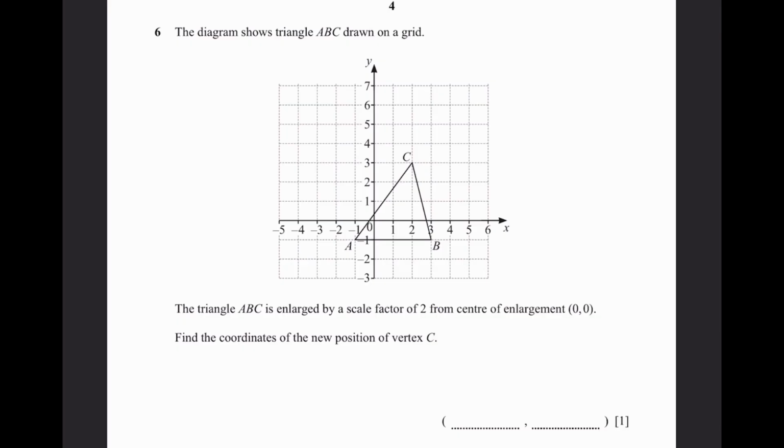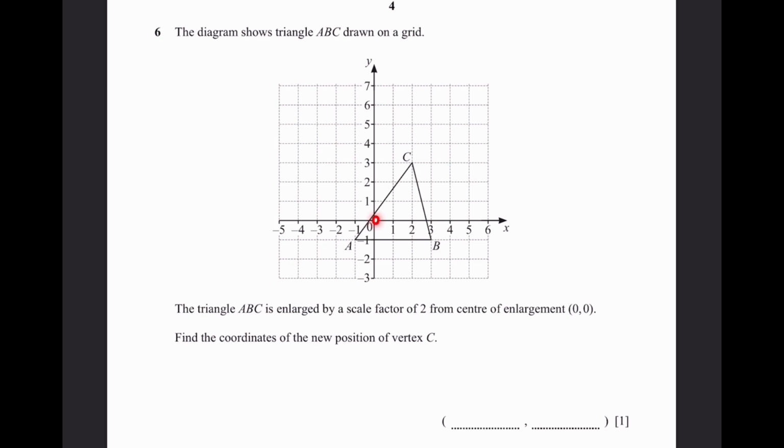Question 6. The diagram is a triangle ABC drawn on the grid. This triangle is enlarged by scale factor 2 from center of enlargement (0, 0), which is the origin. Find the coordinates of the new vertex of C.